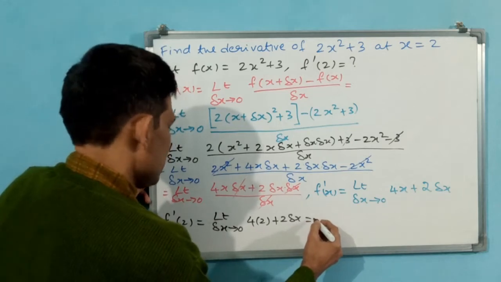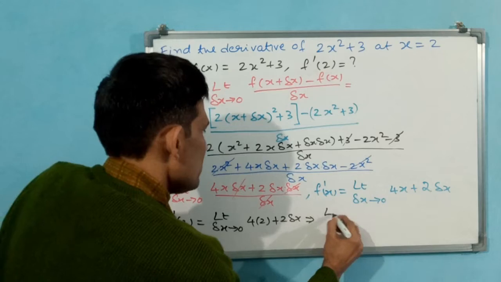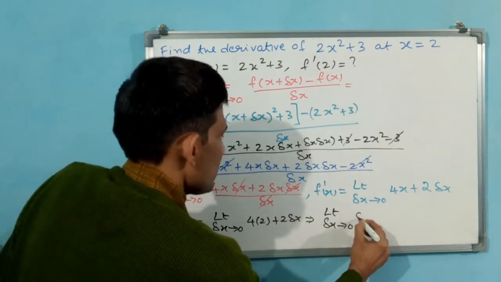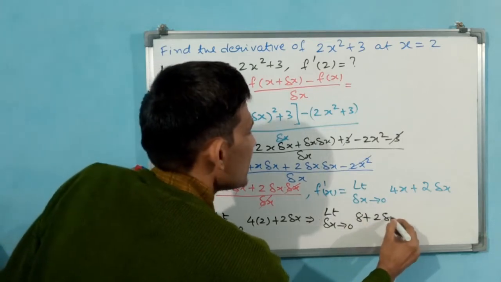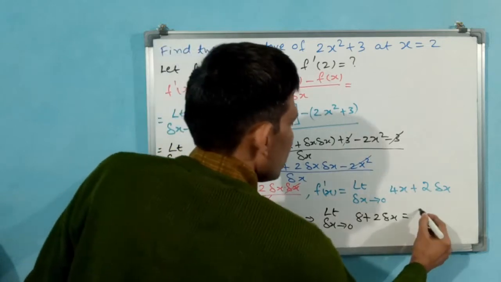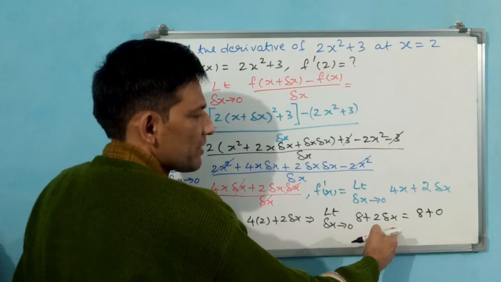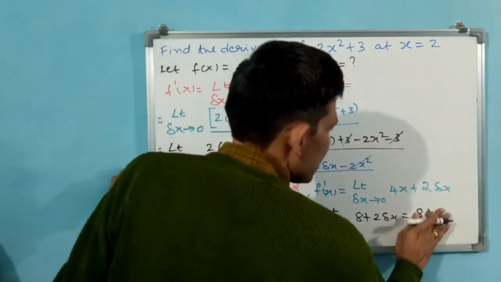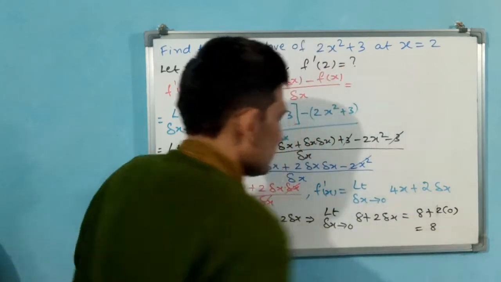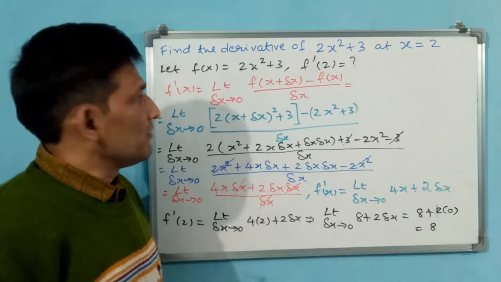What will happen finally? That implies limit delta x tends to 0, 8 plus 2 delta x. Now you apply limit, that is equal to 8 plus 0. Why? Because delta x I already applied. Or else I can write like this: 8 plus 2 into 0, that is equal to 8. You understand now? This is the answer for your question.